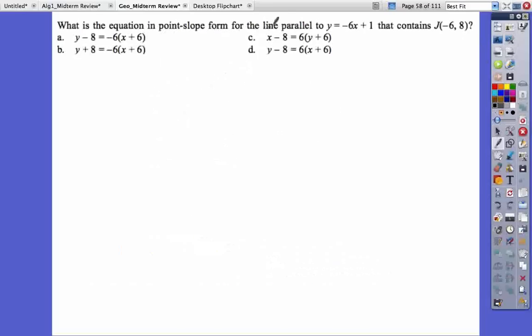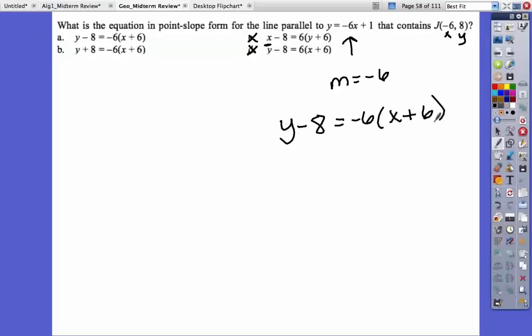What is the equation in point slope form of a line parallel? Meaning that my slope is going to be the same, which is -6. I get rid of C and D. Definitely get rid of C because x shouldn't be in the front. And then I use this point as x and y. Using point slope form, y minus 8 is equal to -6 parentheses x plus 6. And so my answer will be A.